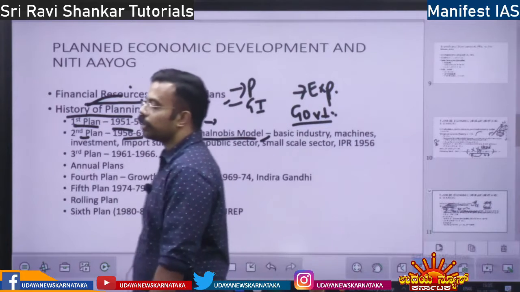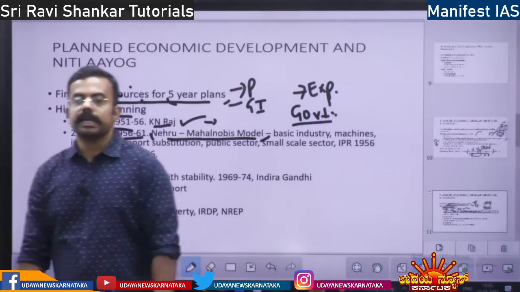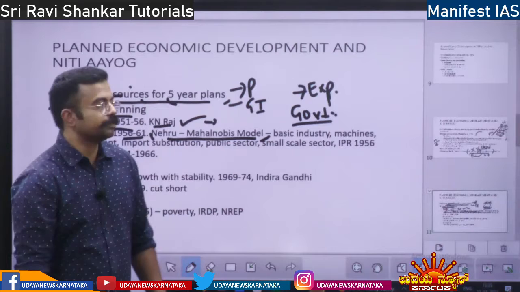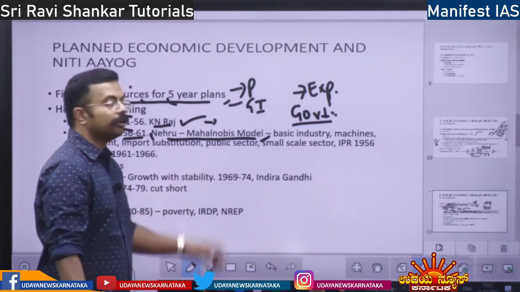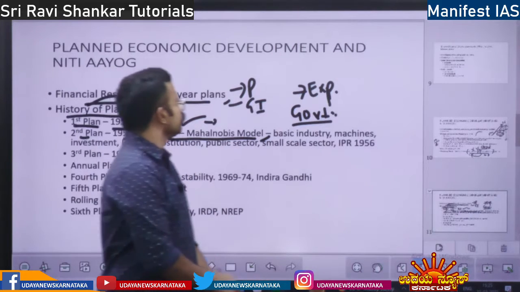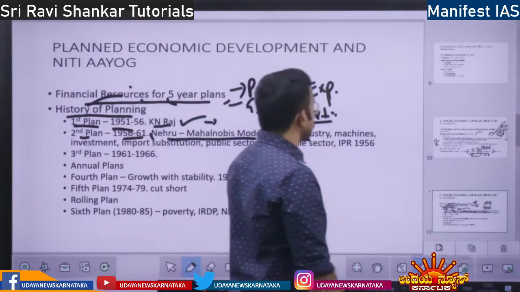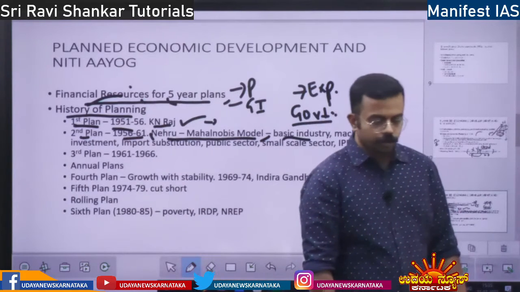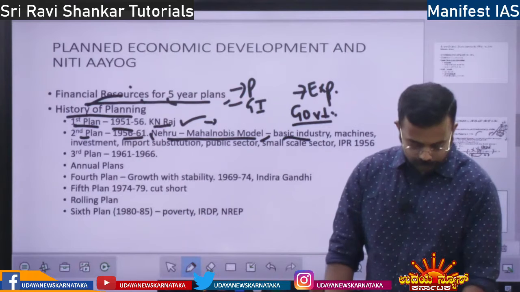Second plan focuses on industry. First plan on agriculture, second plan on industry. So it focuses on basic industry. What do you mean by basic industry?